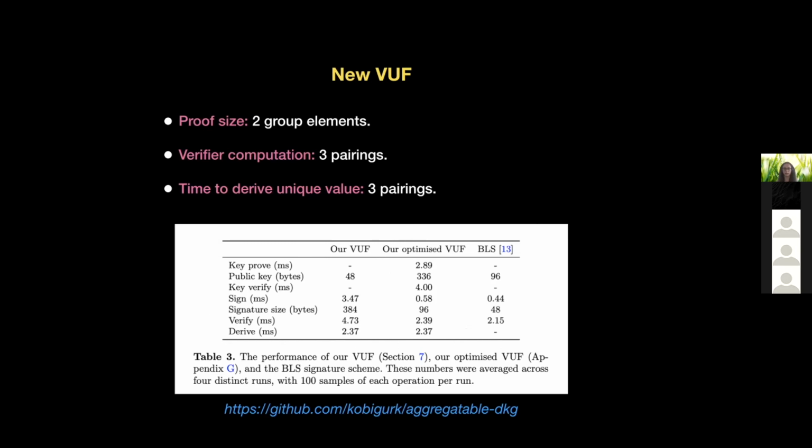And the relative numbers are shown in the table. The first column is just our VUF, unoptimized, not doing what we call key verification or key proving. The second column is our optimized VUF, the one we actually imagine people using because it is quite a lot more efficient. But in this situation, you do need to have a one-off cost to prove that your personal public key is correct and then verify all the personal public keys. But in the second column, we end up being approximately twice as expensive as BLS.